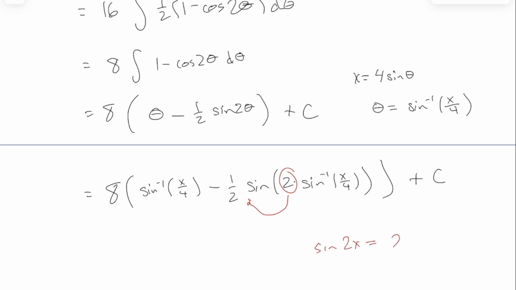Can you just pull a 2 through a sine? Of course not. No. Don't do that. Everything in red is wrong. I'm just going to erase it all. You just got to leave it like that.